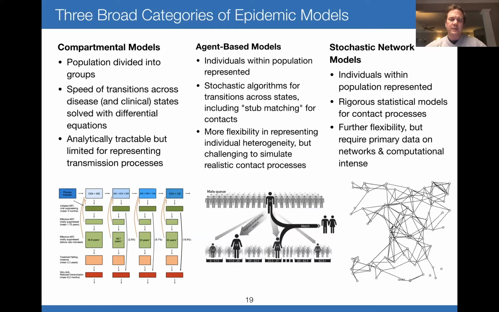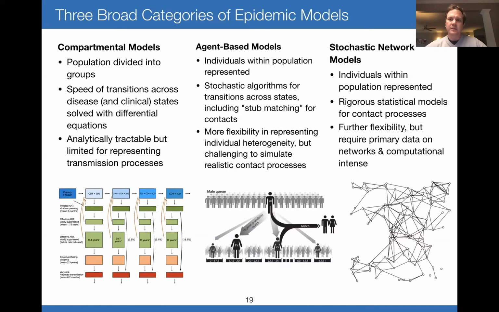Agent-based models, instead of representing groups, represent individuals within the population and use algorithms that have some randomness or stochasticity to track those transitions across the states, usually coming up with some special algorithm for how individual agents within the computer simulations come into contact with each other.